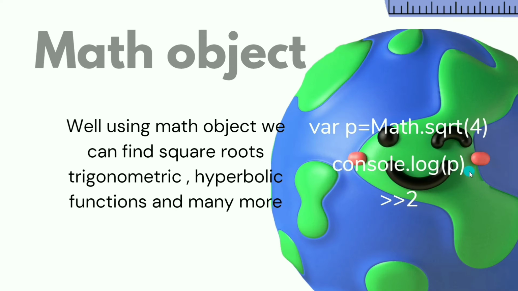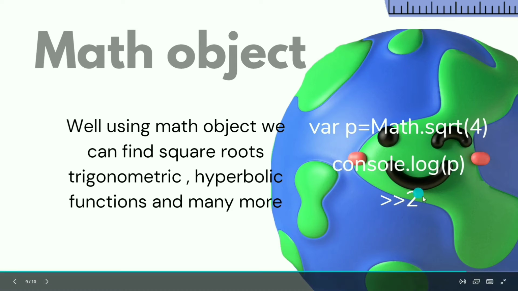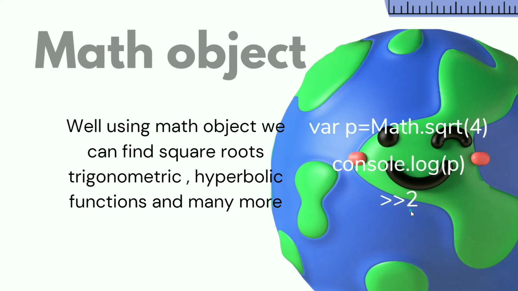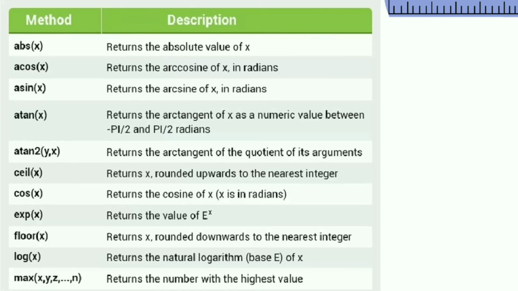Here I am using variable p equal to math.sqrt of 4, and I'm using console.log of p. When you use it like this, the square root of 4 is 2, and 2 is saved in p, and the p value is shown to you through console.log, which is 2. And this is how we use the math object.